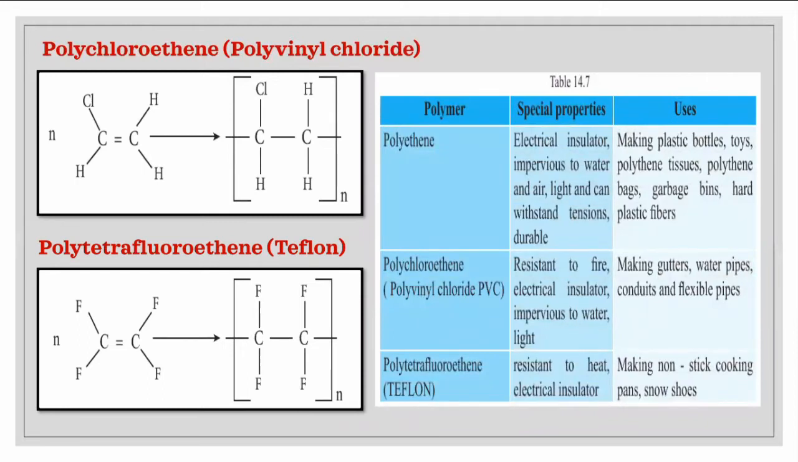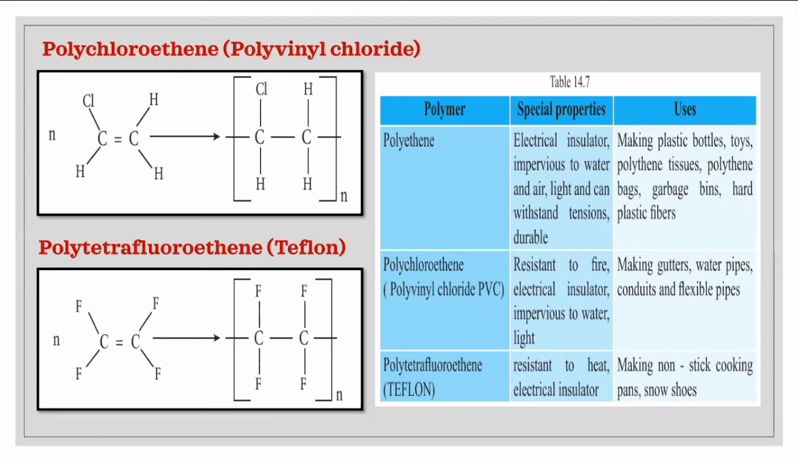Polyvinyl chloride is also known as PVC. You would all know that it is used in making water pipes, and it has certain special properties which make it useful in making these products. It is resistant to fire, it is an electrical insulator, and it is impervious to water and light.